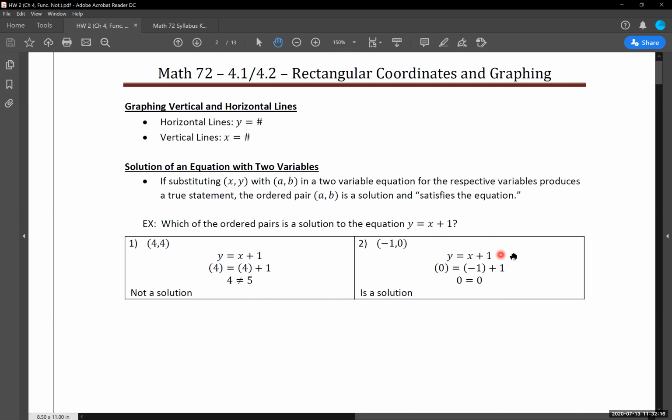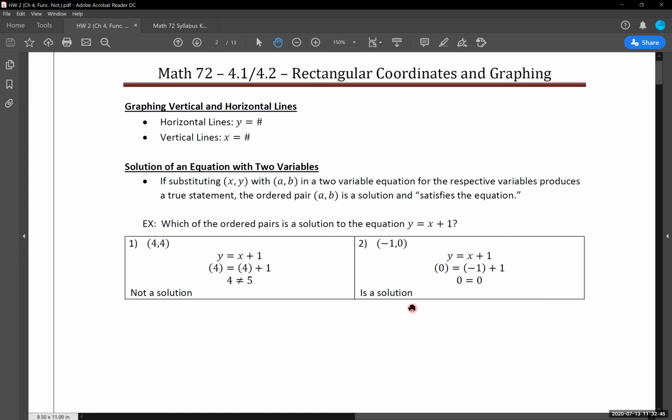So we wrote the original equation. We substitute values in. -1 is our x value, so it substitutes in for x. 0 is our y value, it substitutes in for y. Simplify the left side down, we just get 0. Simplify the right side down, -1 plus 1 is 0. I find 0 equals 0. That is a true statement, which means the point -1, 0 is a solution to this equation.